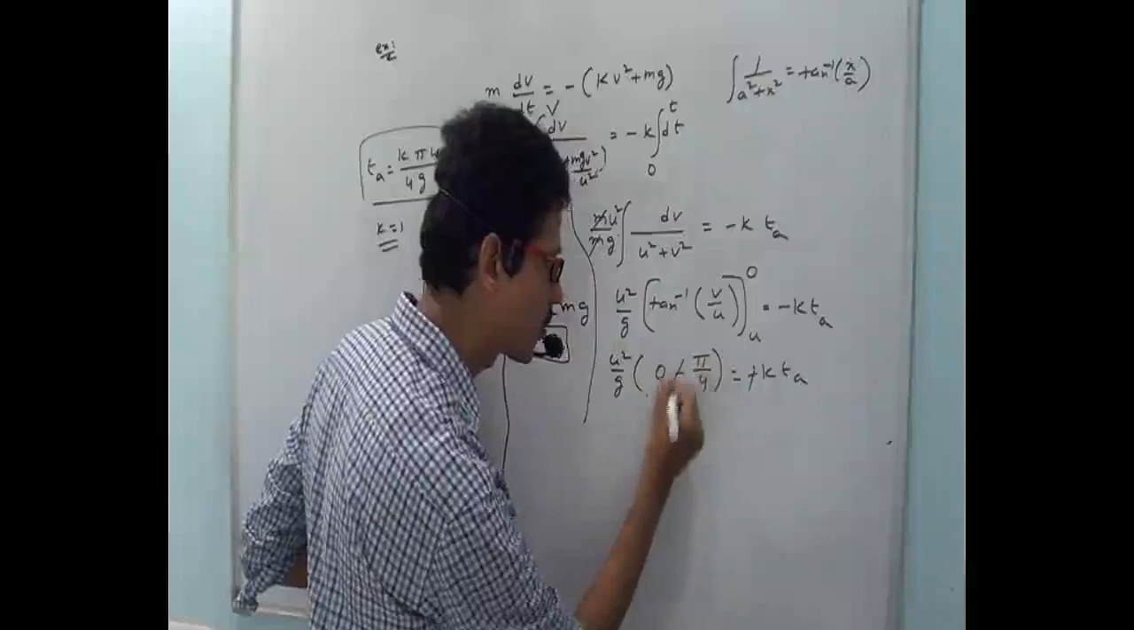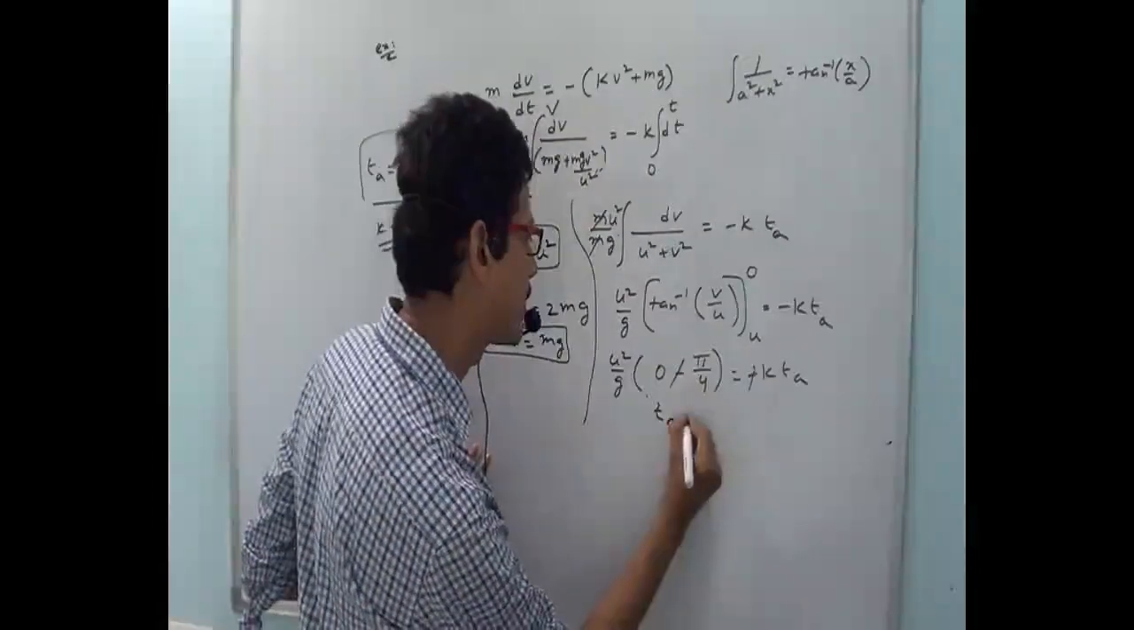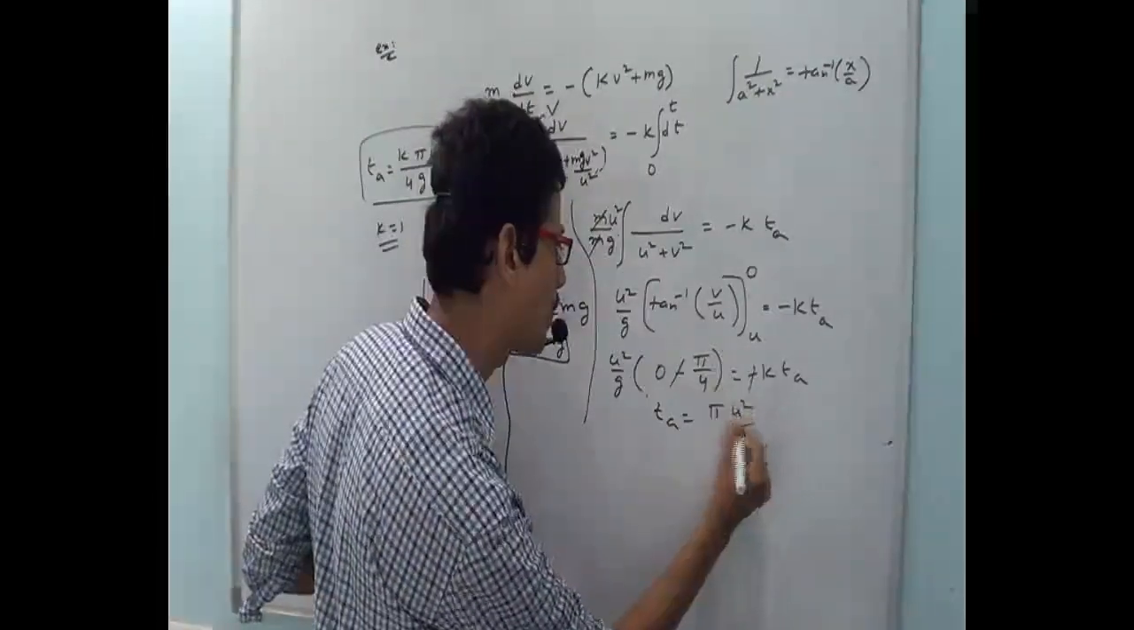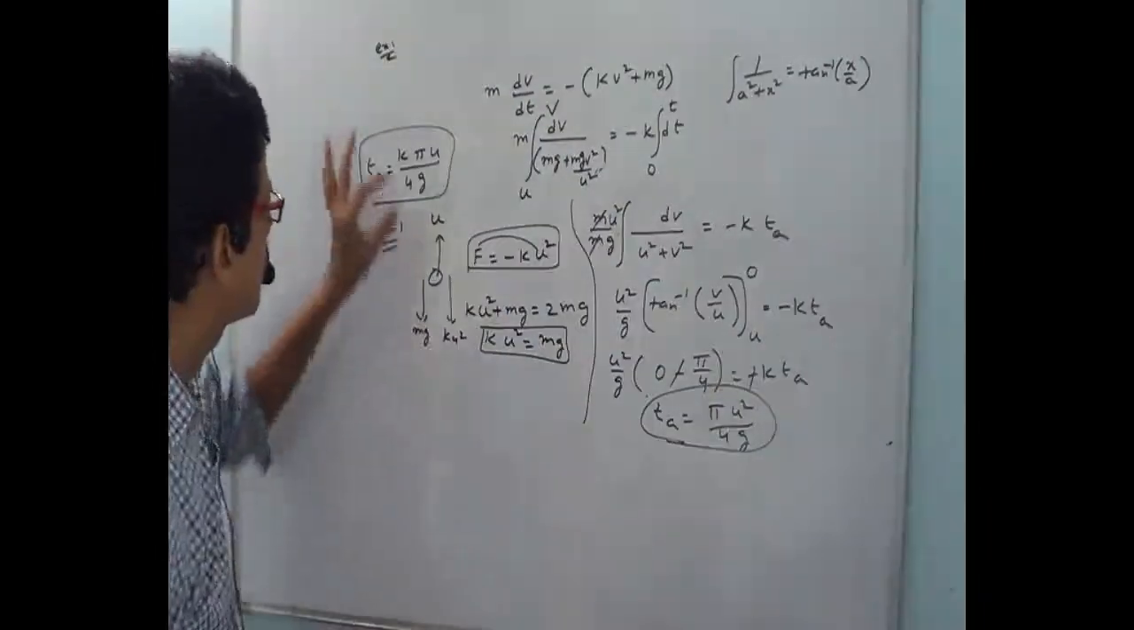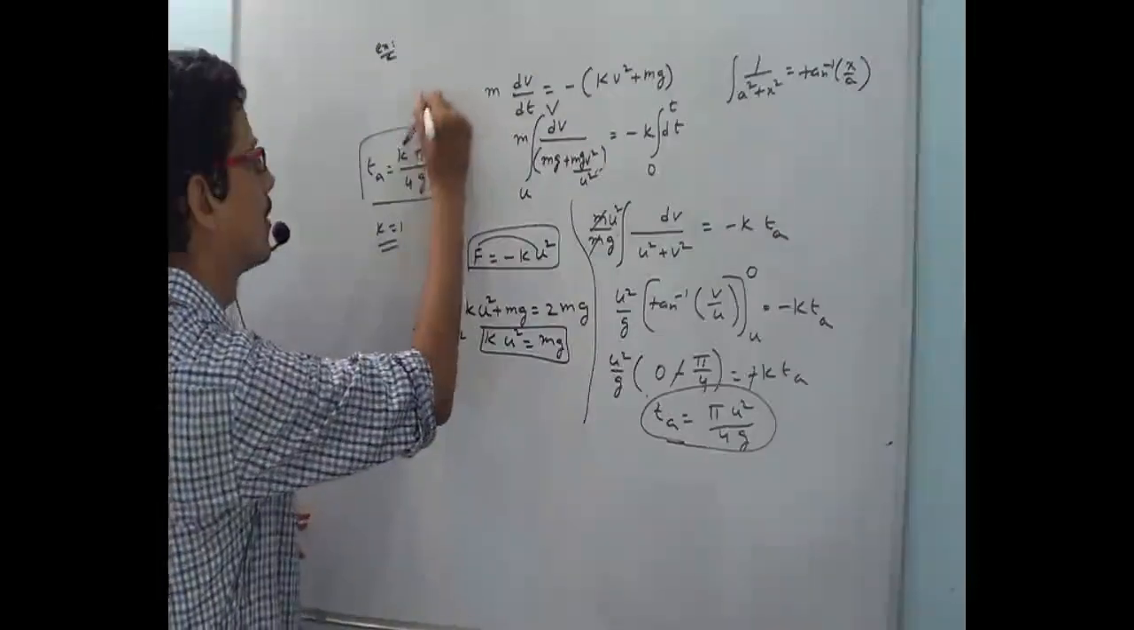ఈ మైనస్ మైనస్ క్యాన్సిల్ అవుతుంది. సో దట్ ఈస్ ద ఆన్సర్. Time of ascent is pi u square by 4g. Okay. So k value will be equal to 1. This value is 1.